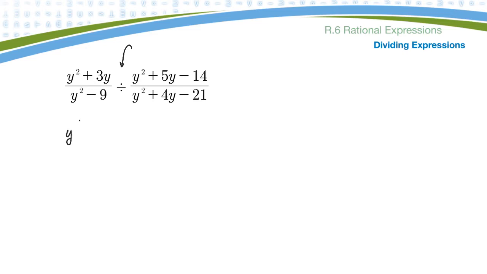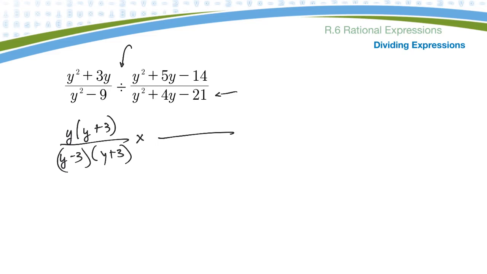So out of the first one, I can take a common y. Out of the next one, that's a difference of squares, y minus 3, y plus 3. I'm changing that to times, so I'm factoring this one and I'm putting it on the top. We've already done that a few times, y plus 7, y minus 3. Now let's factor this one, y plus 7, y minus 2.